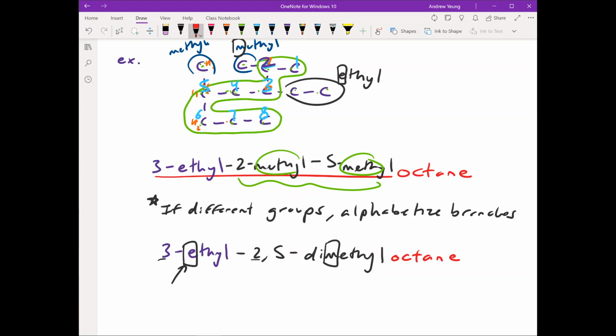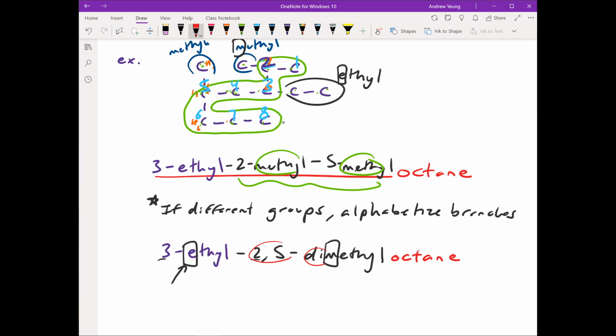The one other thing that we might end up seeing is sometimes if you have multiple of the same branch and they also occur at the same number, you do also want to repeat the number. Let's say I have 2 methyl groups branch off carbon number 2, I'd still go 2,2-dimethyl. We'll see that a little bit with the next example. I should have the exact same number of numbers to match up how many of that branch I have.